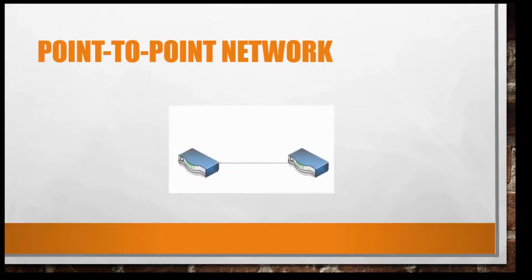We have point-to-point network. That's the most basic one. The segment consists of a single network link connecting two different routers. And mostly you can find that situation when you have serial links.